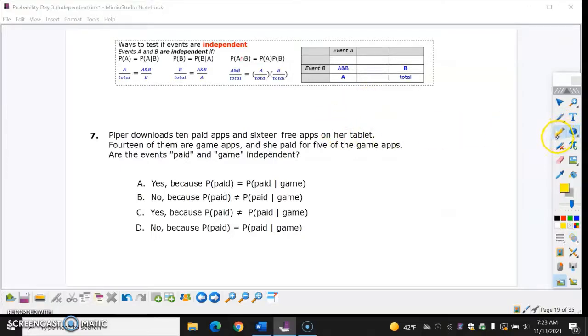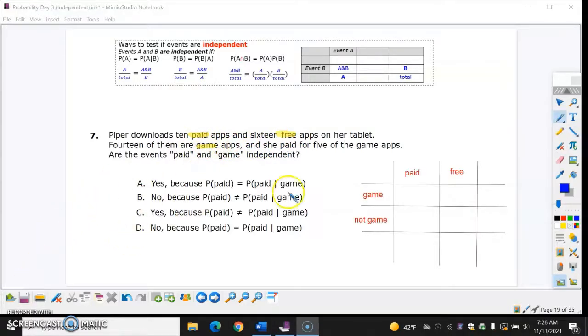This does not give us a two-way table. We've got games, we've got paid, we've got free. So I think our 4 things in the two-way table are going to be paid, free, game, and then not game. So I made a little two-way table looking at paid and free apps, game and not game.